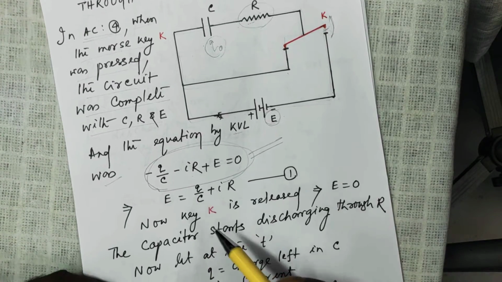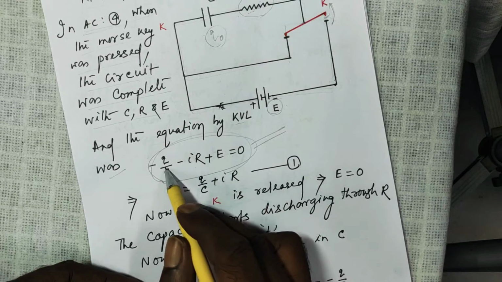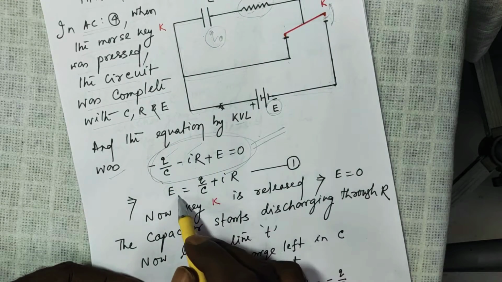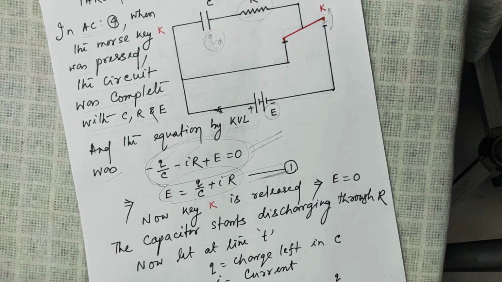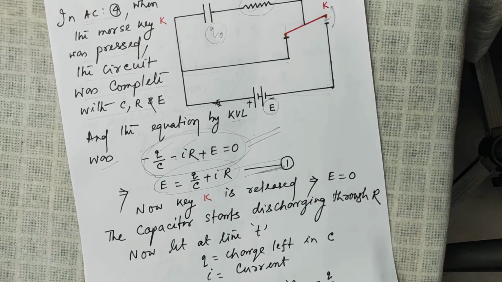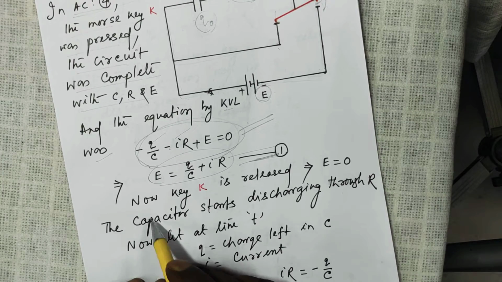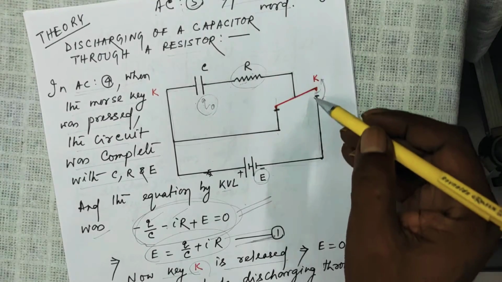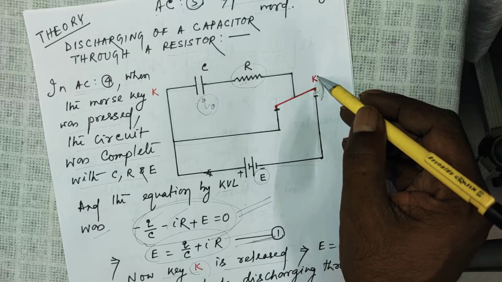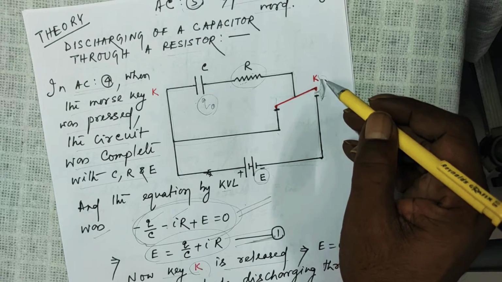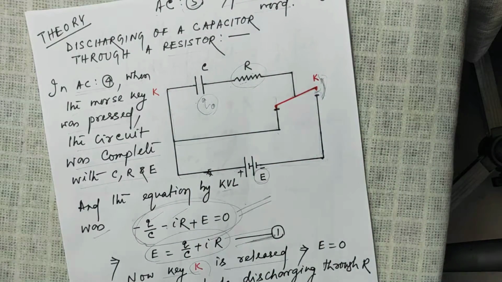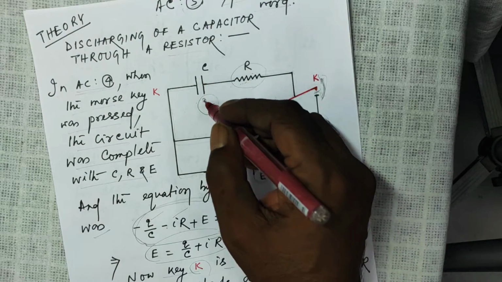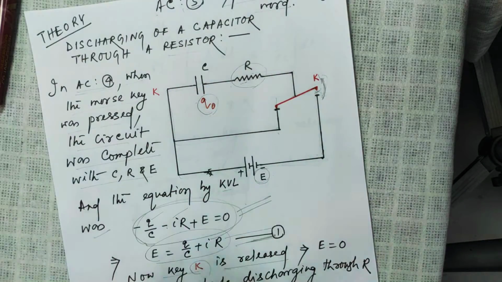And from this, by making side change, by making these two terms to the right hand side, this was the equation in lesson 4 when the capacitor was getting charged. Now the key is released. Now, just before releasing, prior to that, it was completely charged. So, what was the charge on C? It was Q naught.